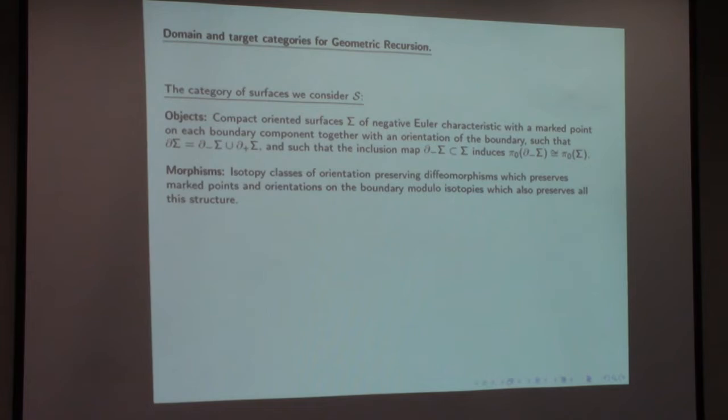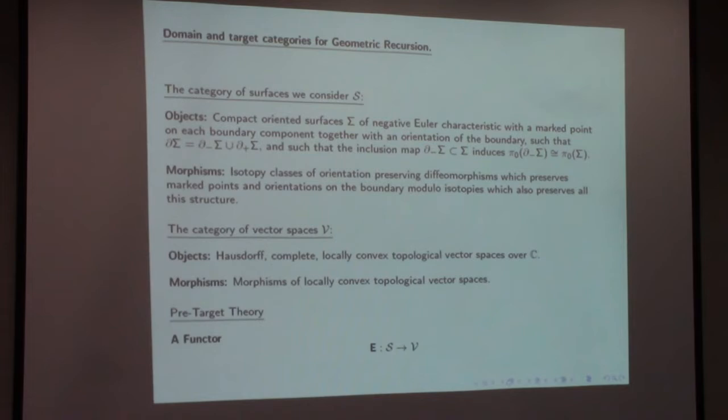Now the target theory, I mean, what should I take values in? So I'd like to take values in the following. The objects will be Hausdorff, complete, locally convex topological vector spaces over the complex numbers. So all of the examples I gave you are exactly of this type. I mainly have infinite dimensional vector spaces in mind here. You can of course do finite dimensional if you also want to, but it's really a theory geared mainly to infinite dimensional spaces. That's why I'm worried about the topology.